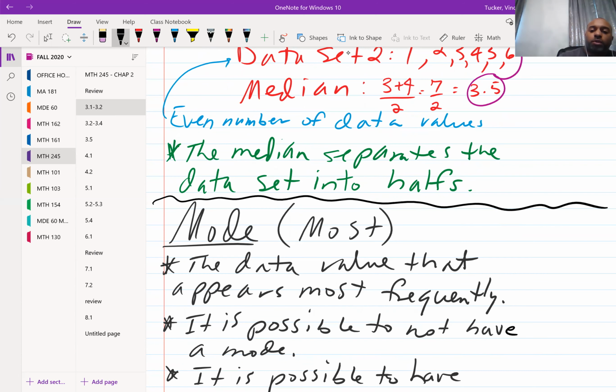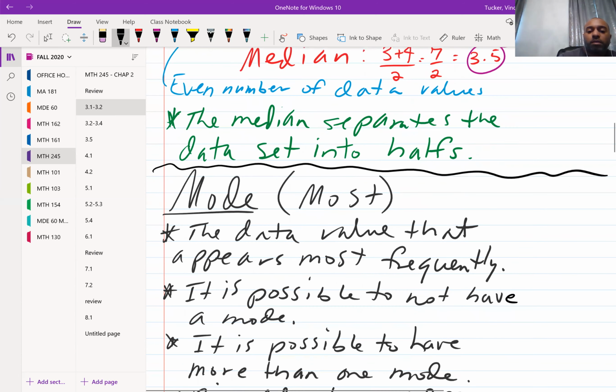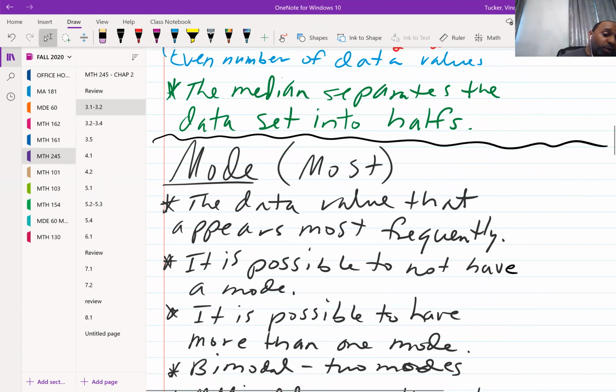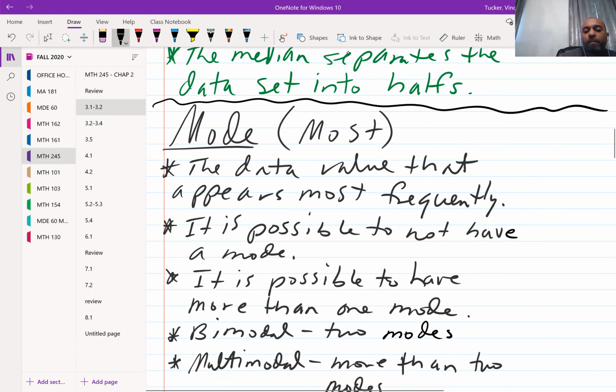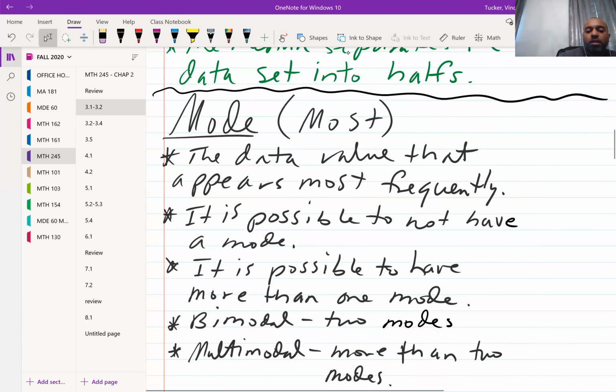It is possible to not have a mode. It is possible to have more than one mode, depending on how big your data set is. Bimodal is 2 modes. Multimodal is more than 2 modes.